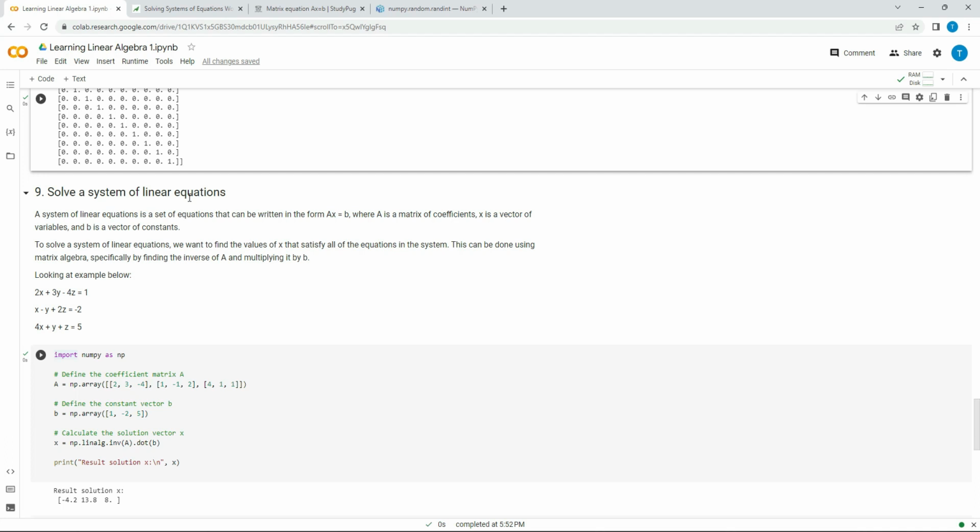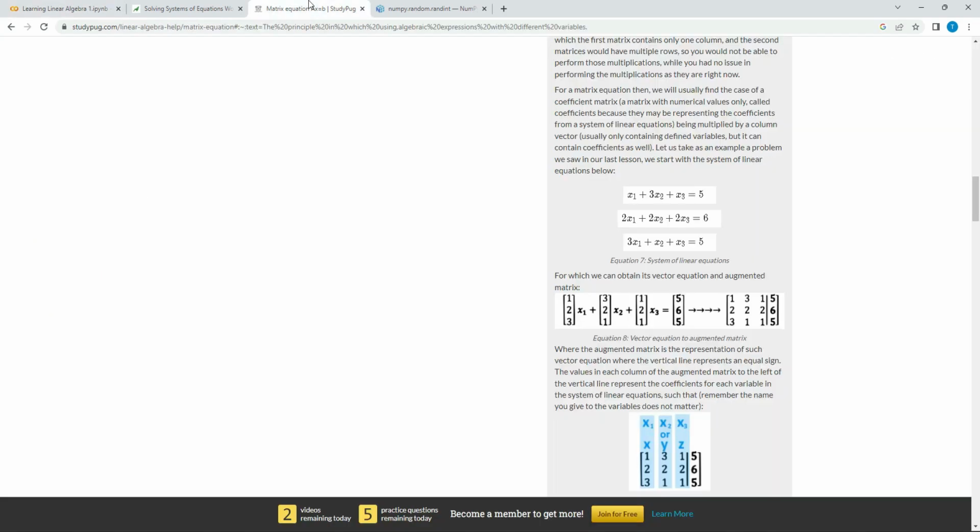Essentially, we've talked about matrices and vectors. Now, what's the so what, right? What we can do is actually solve systems of linear equations. I'll go to this tab real quick. I'm at studypug.com, and they have a great example here: 3 equations and 3 unknowns.